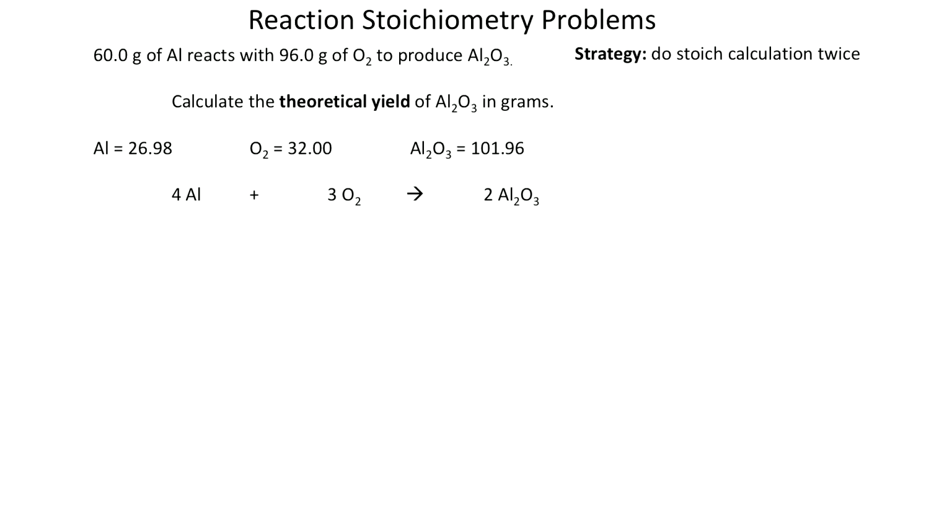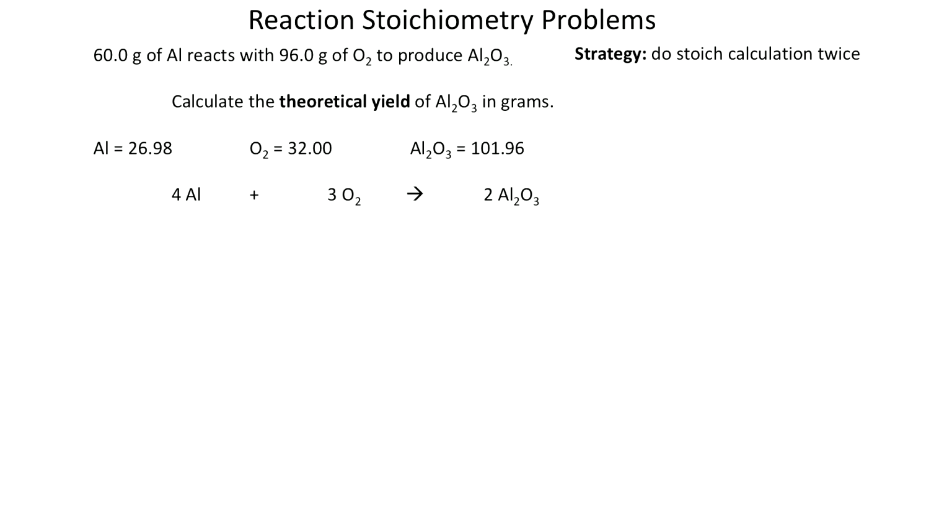This is how these are usually given: I tell you, okay, let's combine 60 grams of aluminum and 96 grams of oxygen to produce this product. Here's the balanced chemical reaction for you. How much product do I make?